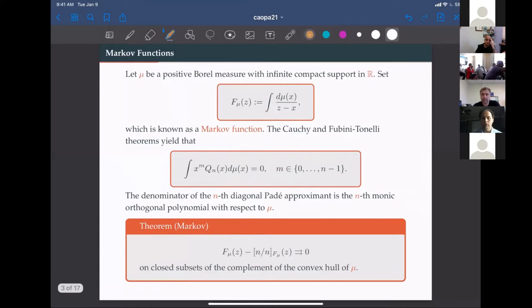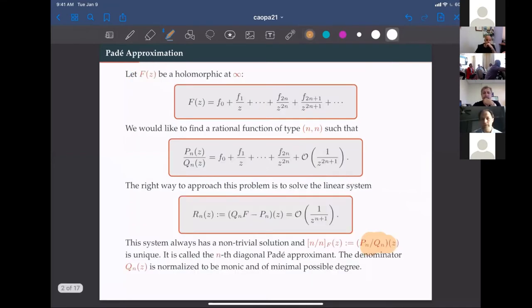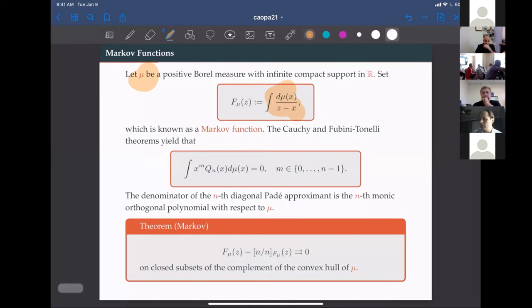Well, let's now hit orthogonal polynomials. Let's consider a special class of approximating functions. So let's look at Markov functions, which simply means I have a positive Borel measure with infinite support on the real line, and I take this integral, d mu divided by z minus x. If you go back to the formula that defines the linearized error Rn, you multiply this by z to the power at most n minus 1, and that's still going to vanish at infinity with order at least 2. So you can apply Cauchy's theorem, then Fubini's theorem, to realize that the denominators of the Padé approximants to Markov functions turn out to be orthogonal polynomials with respect to the measure. So Qn is the nth orthogonal polynomial. That's our connection to orthogonal polynomials.